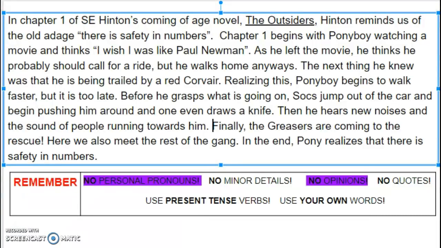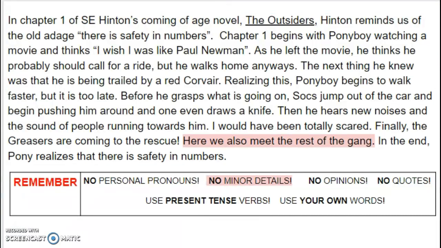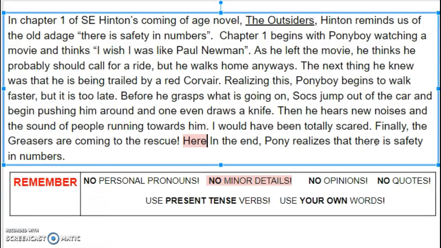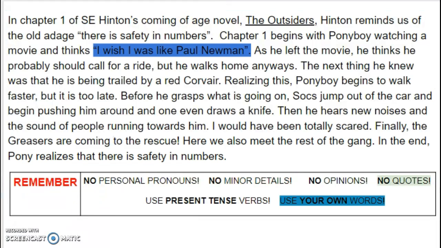The next step I'm moving into is looking for no minor details. We only want the major points. So this sentence right here, we also met the rest of the gang. I obviously know that because the gang comes to the rescue. I can delete that sentence, once again making my writing stronger. I keep going in and proofreading for these things.